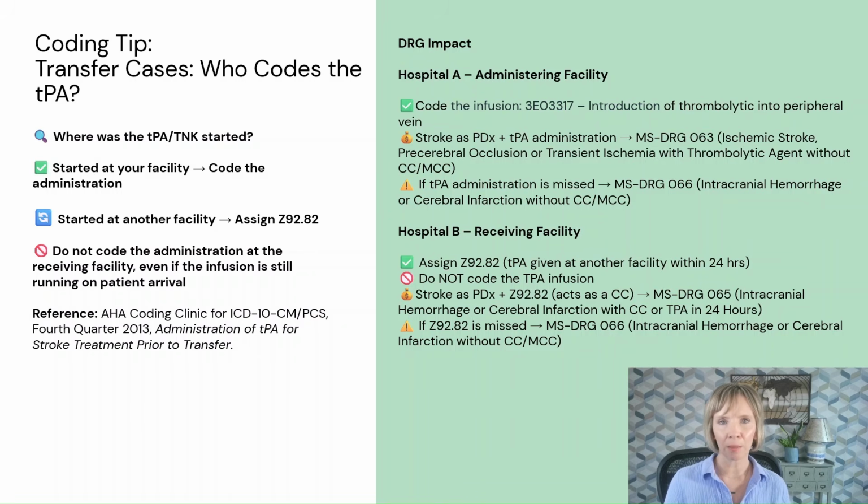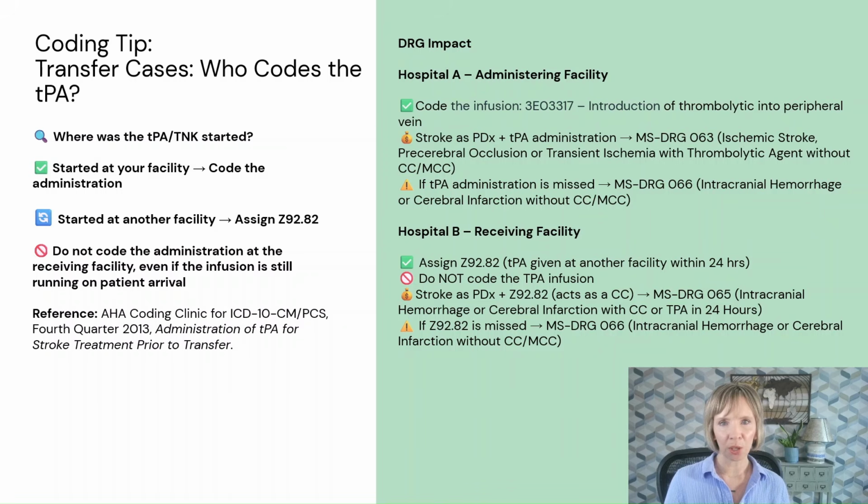Let's also take a look at the potential DRG impact. For the facility that administered the medication, reporting the PCS code for the thrombolytic administration results in DRG assignment potentially of 063. If that administration is missed, the case will group to a lower weighted stroke DRG. For the receiving facility, Z92.82 is assigned rather than the PCS code to capture that the patient received thrombolytic therapy at another hospital within the previous 24 hours, and when applicable, it can also affect DRG assignment.